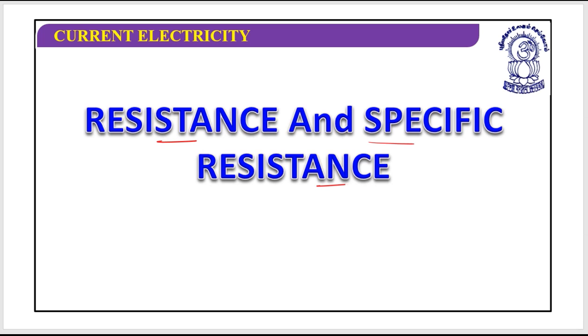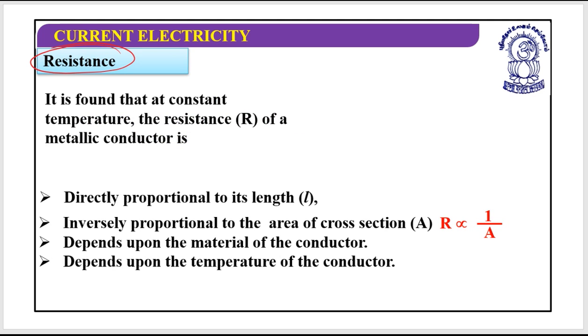Resistance and specific resistance. So first let's begin with resistance. What is it? When we talk about resistance dependency, it is directly proportional to its length. We can write it like this, R is directly proportional to L. It is inversely proportional to the area of cross section, so R is inversely proportional to A. One more thing, it depends on the material of the conductor, that means copper or aluminum or silver.